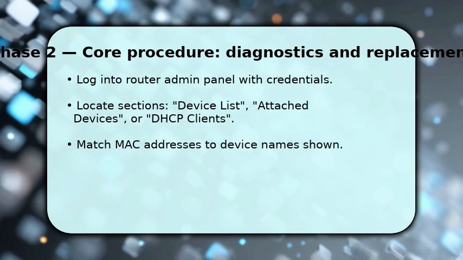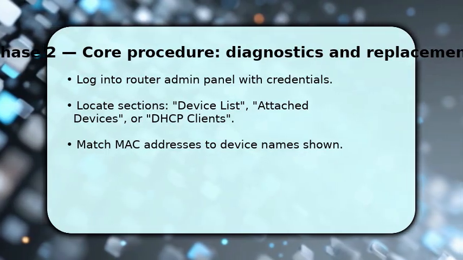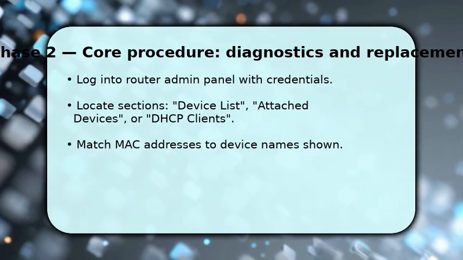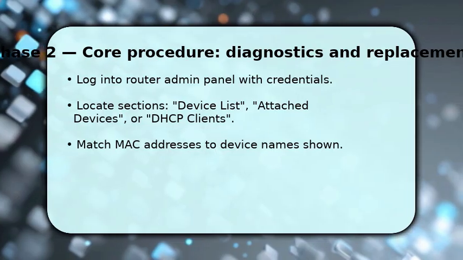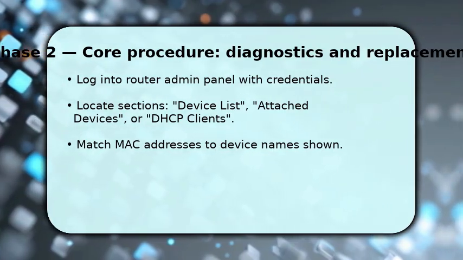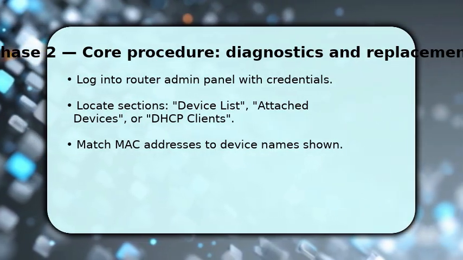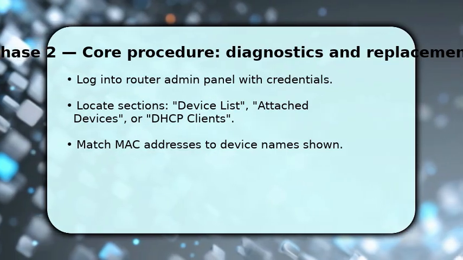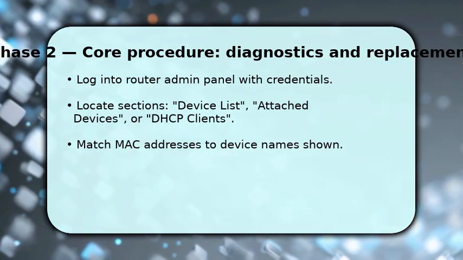After logging into the router admin panel, navigate to the area labeled Device List, Attached Devices, DHCP Clients, or similar. Routers use different labels, so scan the menu. Once there, read the table showing IP, MAC address, hostname, and connection type.